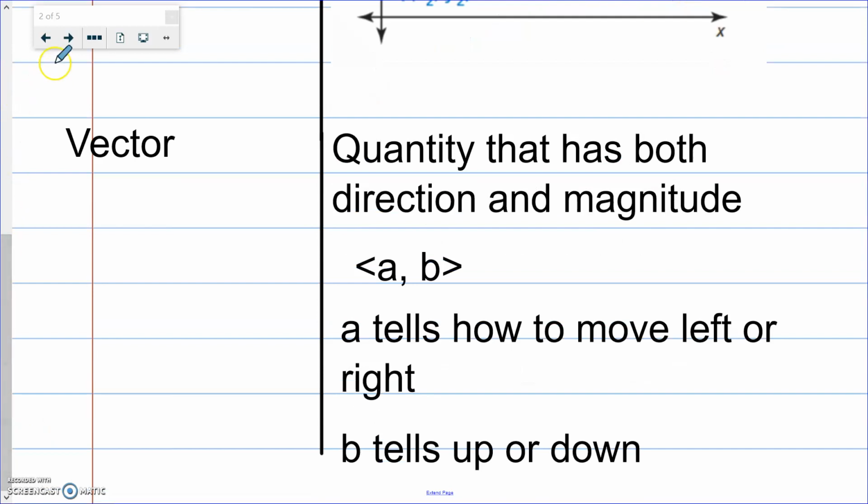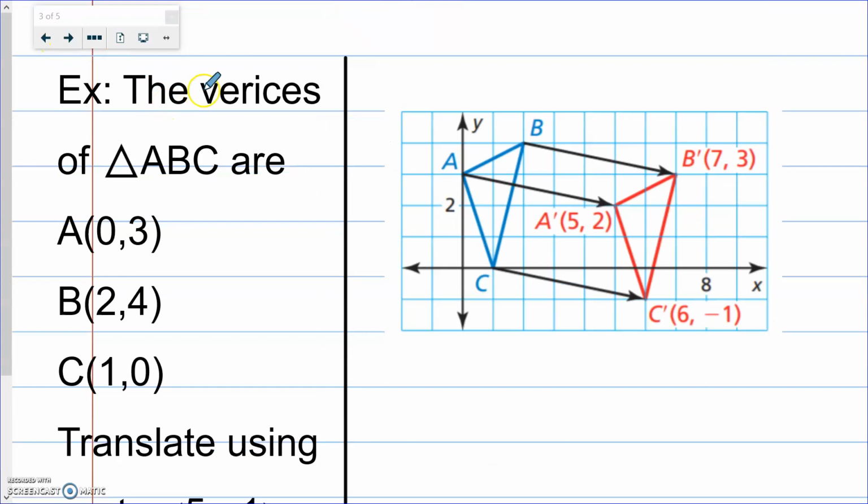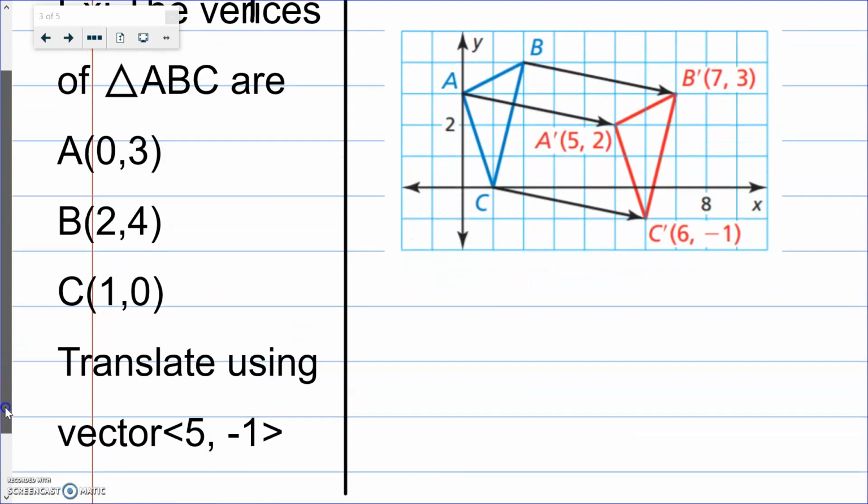So let's use this. This should say vertices. There should be a T in here. For example, the vertices of triangle ABC are A is at 0, 3, B is at 2, 4, and C is at 1, 0. We want to translate using the vector 5, negative 1.